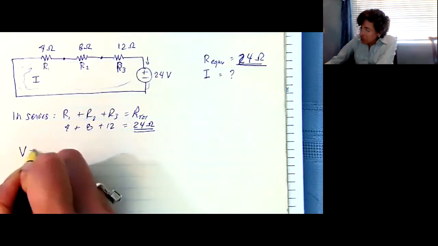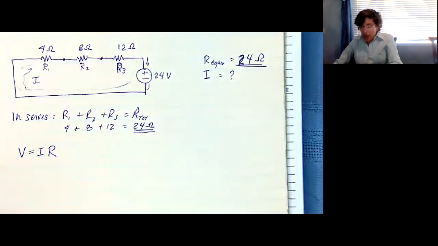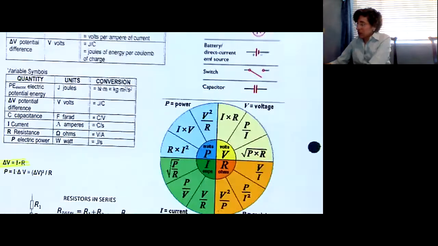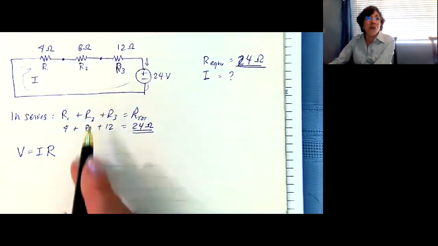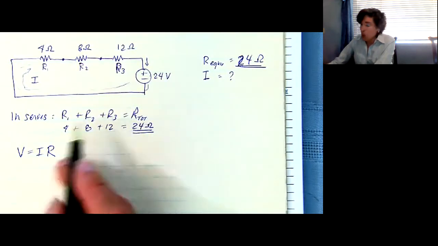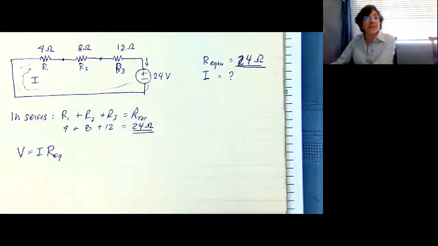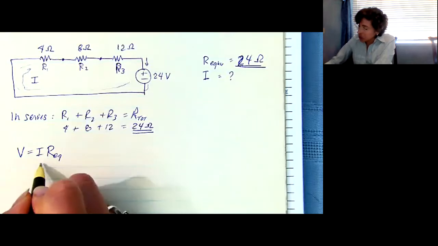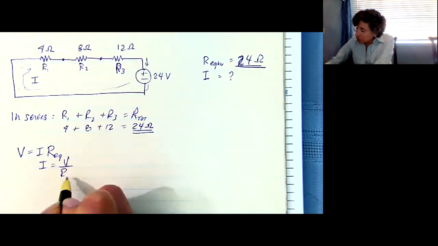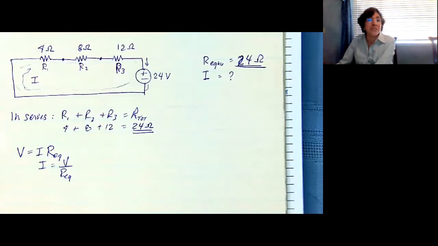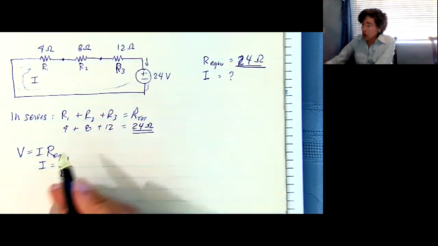So I happen to have memorized V equals IR. That's the only one I have memorized, and then all the different versions. But I want I. I've got the V, and now I have the equivalent resistance. So what is the current? Well, I'm going to divide by R equivalent on both sides, and I get the voltage divided by the equivalent resistance. That's the current.